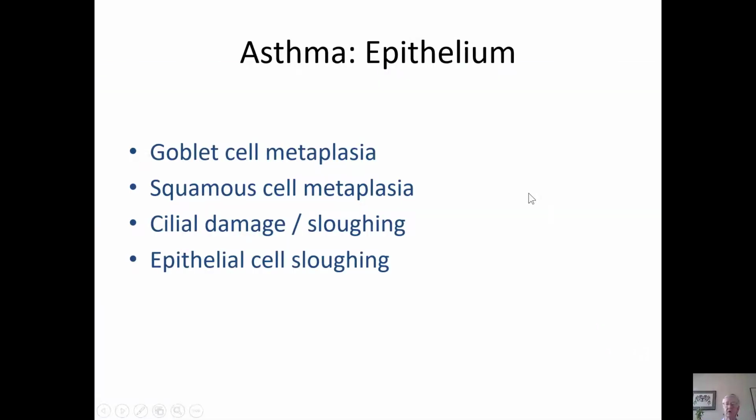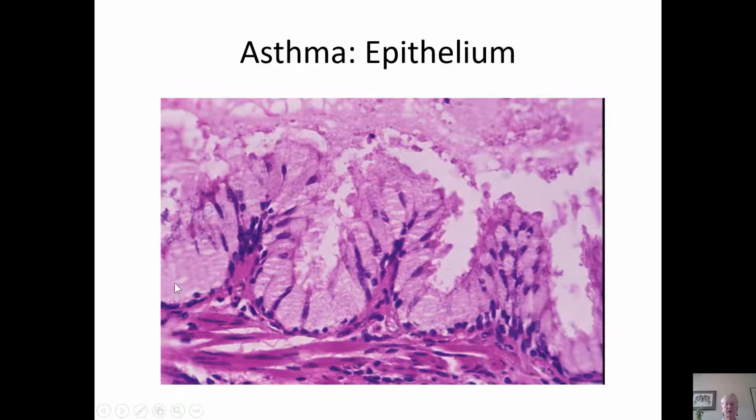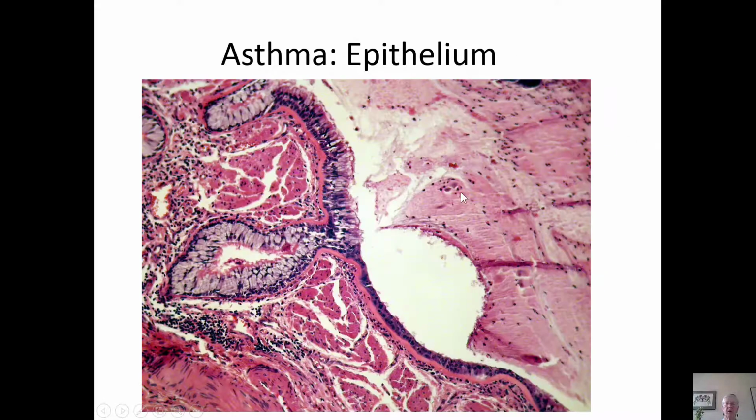The airways of an asthmatic show extensive abnormalities in almost every compartment. In the epithelium, you can see goblet cell metaplasia, squamous metaplasia, cilial damage with cilial sloughing, and epithelial cell sloughing. On this micrograph, almost every epithelial cell here is a goblet cell, and note also the mucus plug present here. In this micrograph, there is goblet cell metaplasia, but there is also squamous metaplasia, and note again the large mucus plug present in the airway lumen.